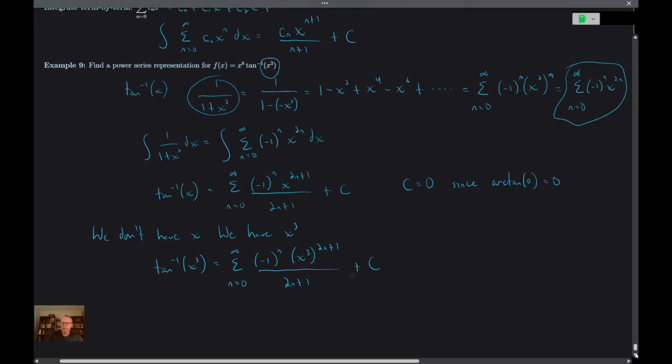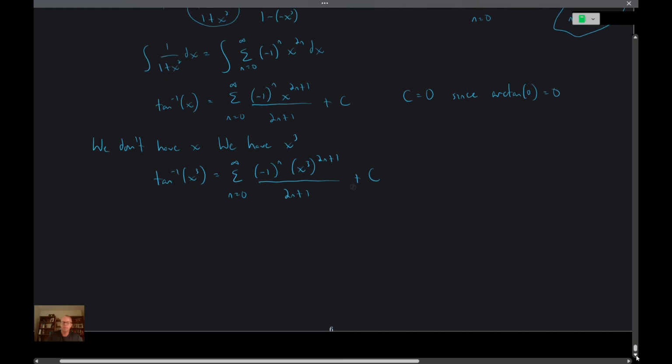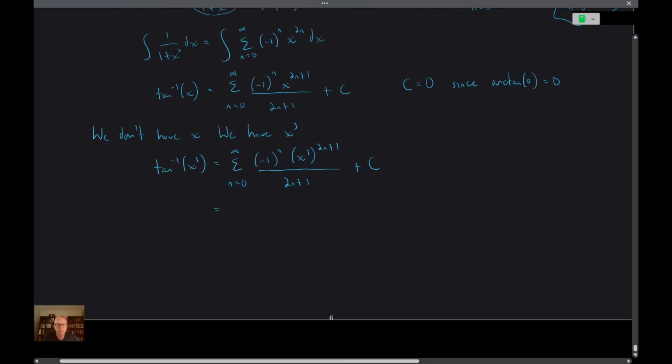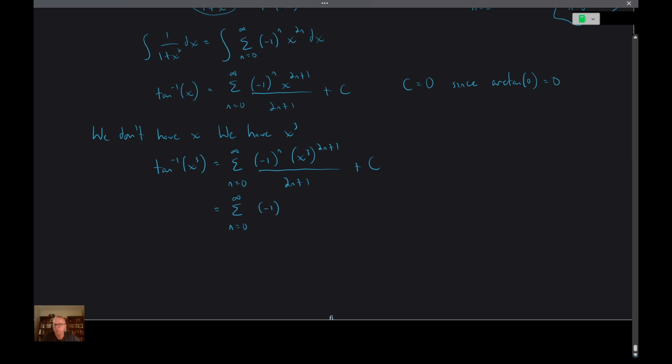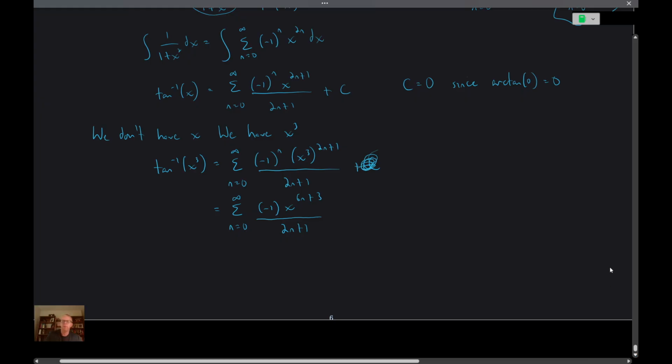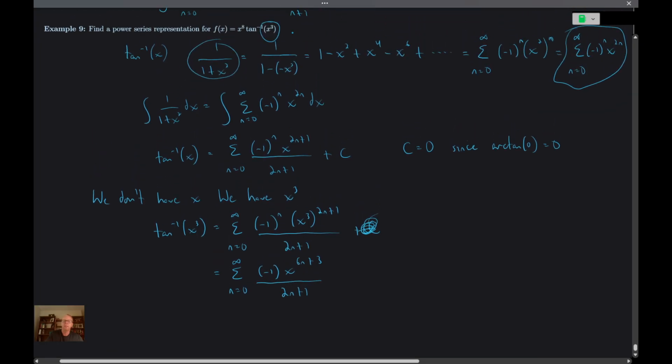And we can simplify that. We're going to multiply 3 times 2n plus 1, and we'll get 6n plus 3 over 2n plus 1. And we actually don't need that c. C was 0, remember. Okay, so now what did we start with? We started with x to the 8th times arctangent of x cubed.